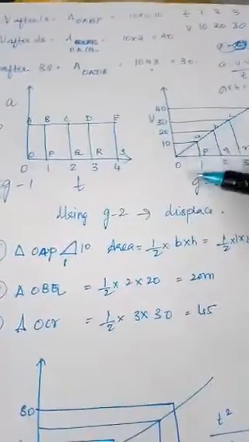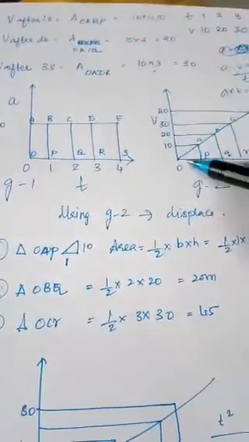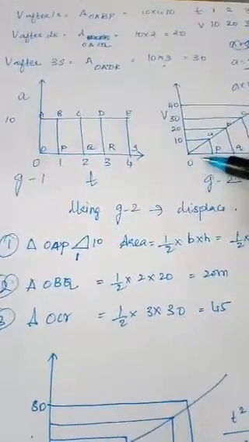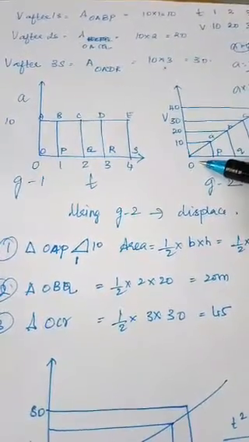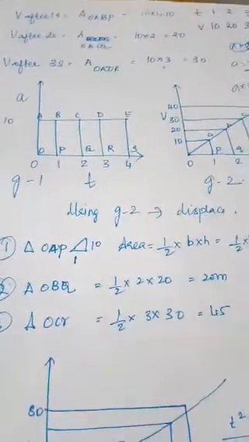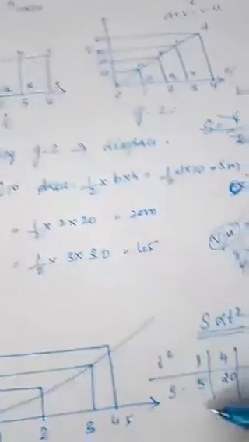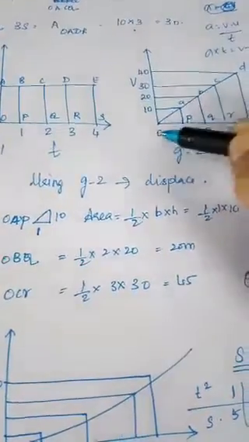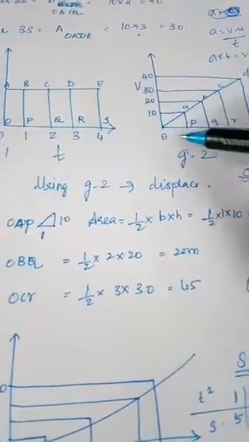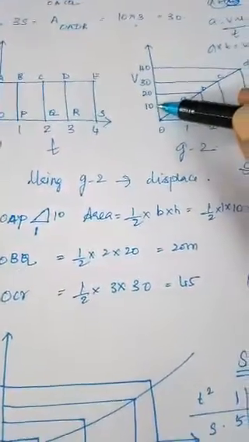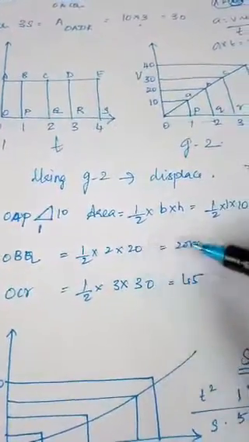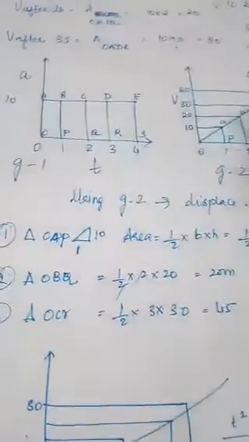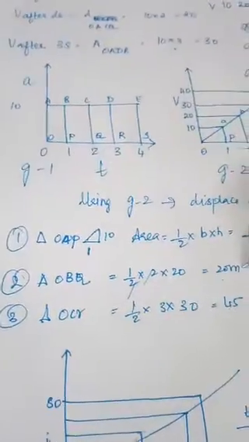Look at this graph. First let me calculate the area for this triangle OAP. Area of a triangle is half into base into height. Base is 1 and the height is 10. Therefore you will get 5 meters. So write it down. When time is equal to 1, the displacement is 5 meters. So calculate for the next triangle, OBQ. Now what is the base here? 2. What is the height here? 20. Therefore half into 2 into 20, that is 20 meters, because the 2 and 2 will get cancelled. So you can note it down for this one, that is 20 meters.